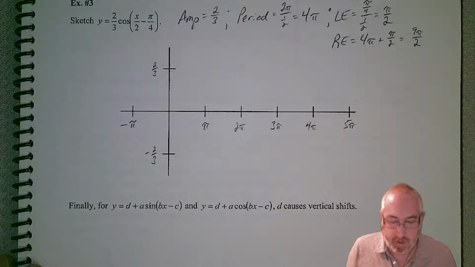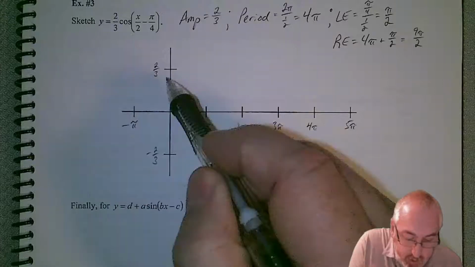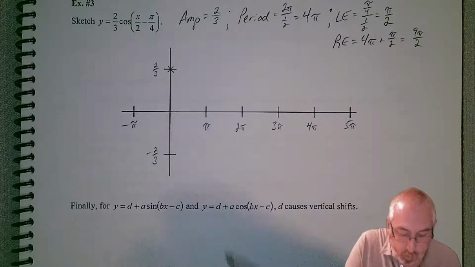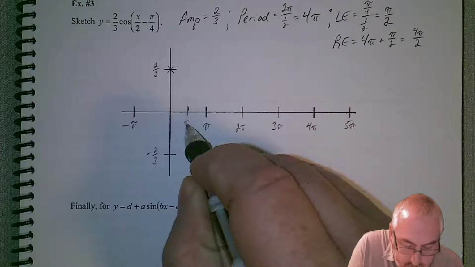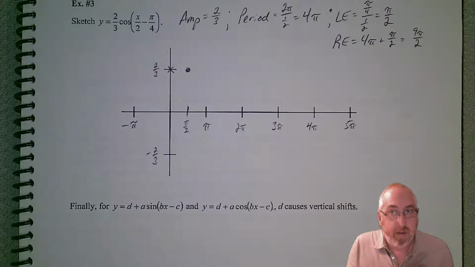So now normally we would start where? Because it's cosine, normally we would start right here. But because our left endpoint is pi over 2, which would have to be right here, halfway between 0 and pi, we know that we actually are starting right here. So again, everything's shifted pi over 2 units.